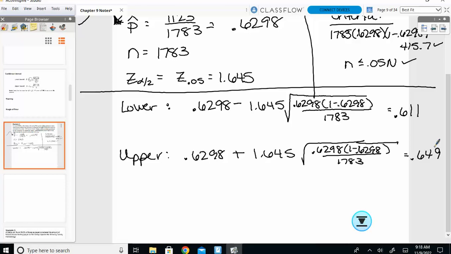Did you guys get those answers? You're double checking me, right? Make sure I'm not putting anything in my calculator wrong. So I have it written as a lower and an upper. The actual confidence interval would look like this.